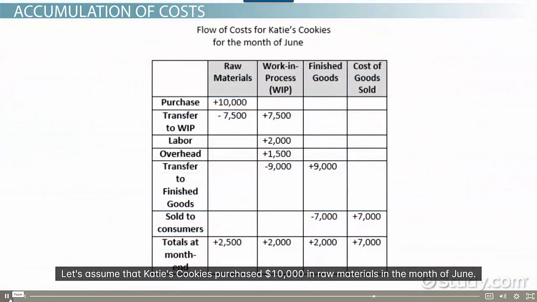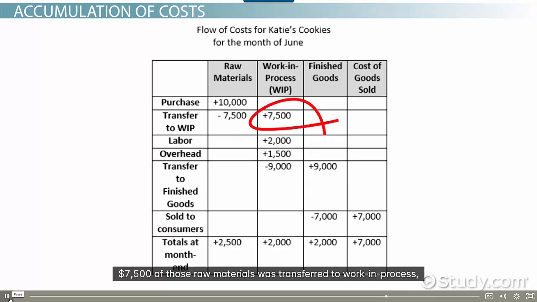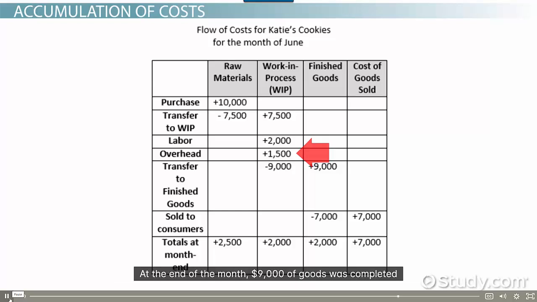Let's assume that Katie's Cookies purchased $10,000 in raw materials in the month of June. As you can see on this cost flow table, $7,500 of those raw materials was transferred to work in process, where $2,000 of direct labor and $1,500 of overhead was applied. At the end of the month, $9,000 of goods was completed and transferred from work in process to finished goods. In addition, finished goods totaling $2,000 remained, and $7,000 of cookies was sold to consumers.